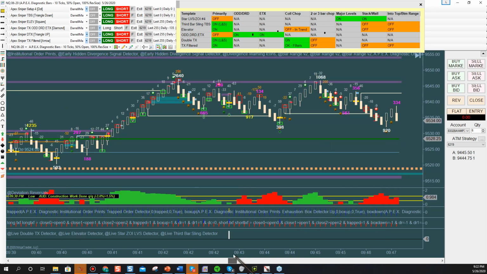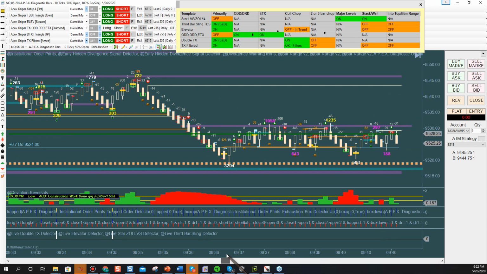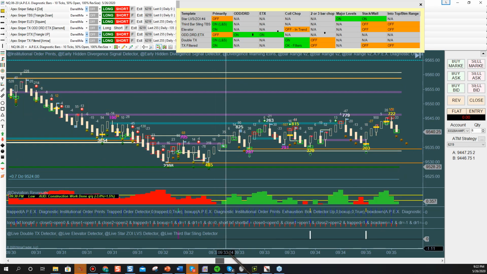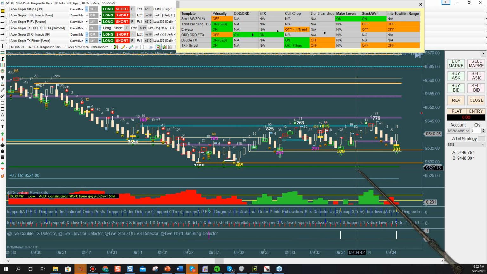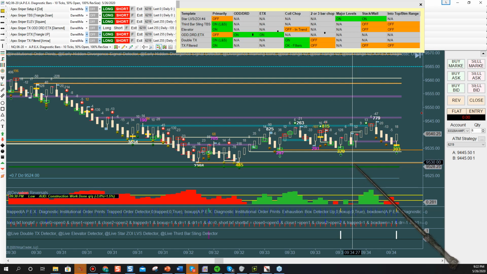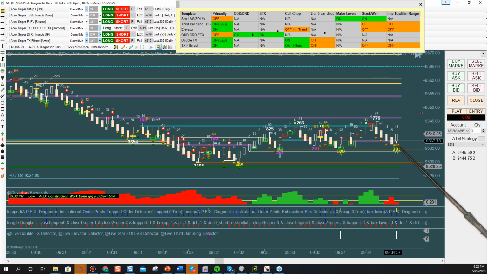Let's see here. All right, so taking it back. Got 934 to 935. All right. So we got a double ETX right out of the gate. Can we take it? Do we have 2 to 3 bar coil chop? We take it, yes, so we leave it on. Should we have our setup 4 on right now?